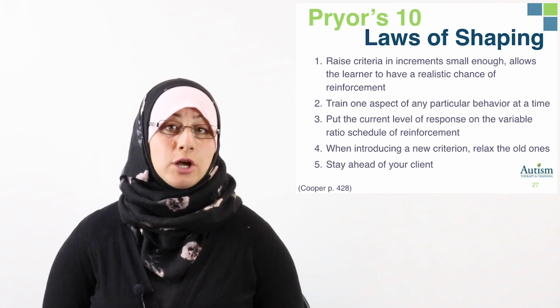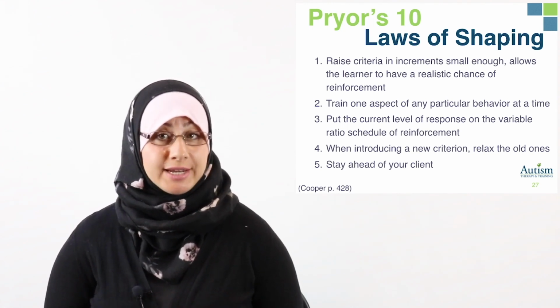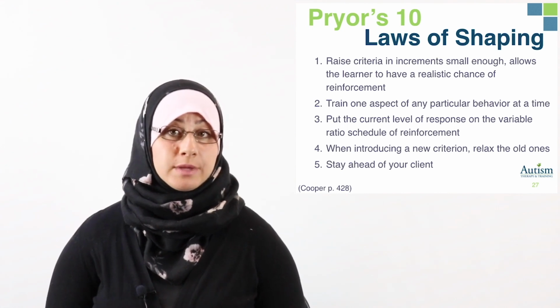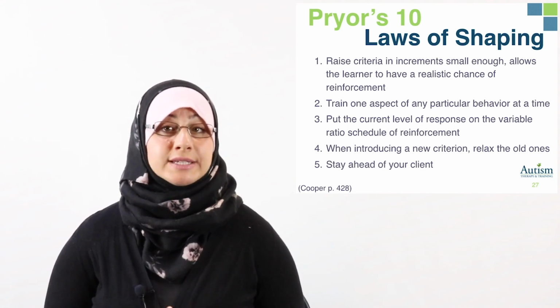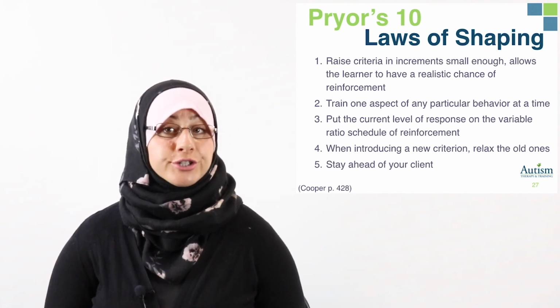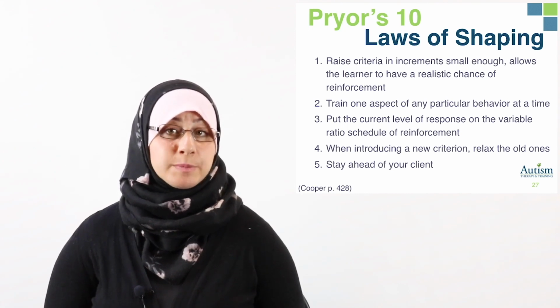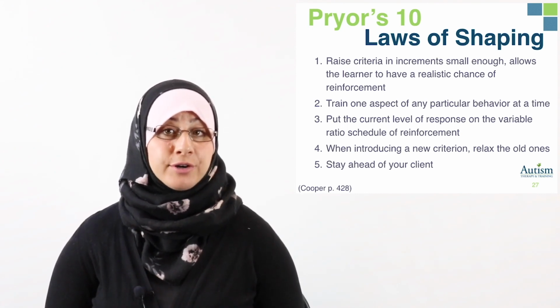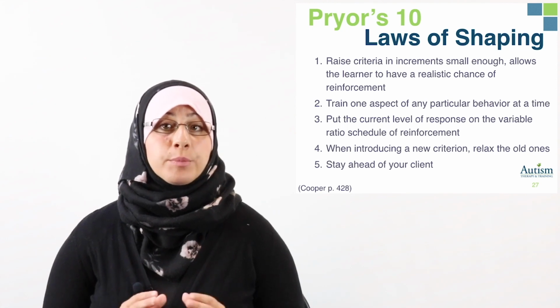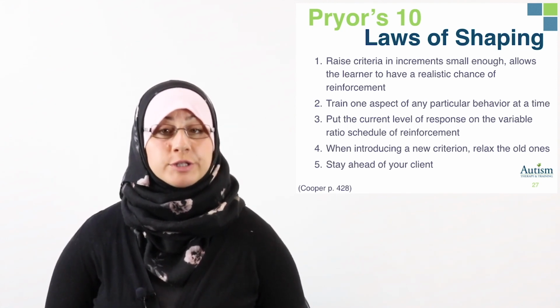Pryor has 10 laws of shaping behavior. I want to walk you through them so you have an understanding of shaping as a whole. The first is to raise the criteria in increments small enough. Allow the learner to have a realistic chance of reinforcement. Train one aspect of any particular behavior at a time. Put the current level of response on a variable ratio schedule of reinforcement.